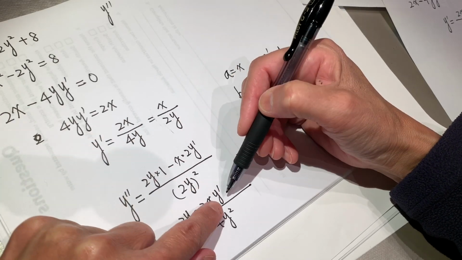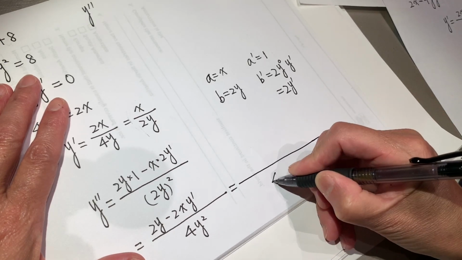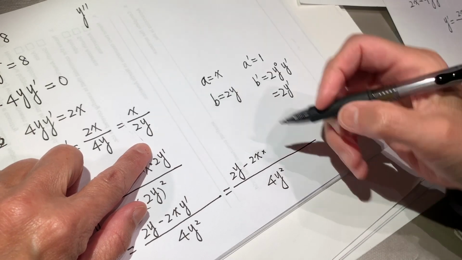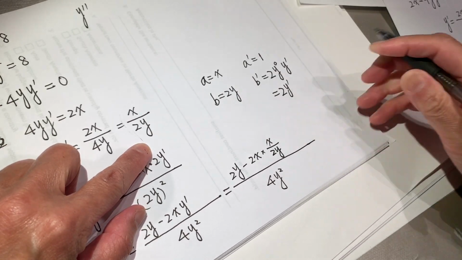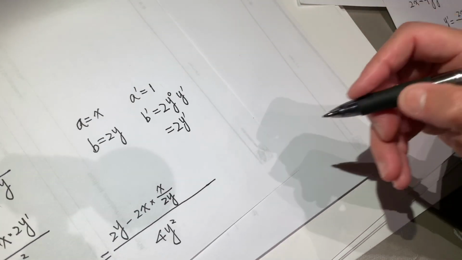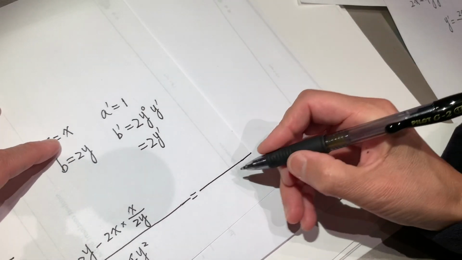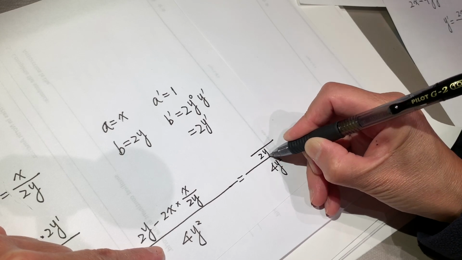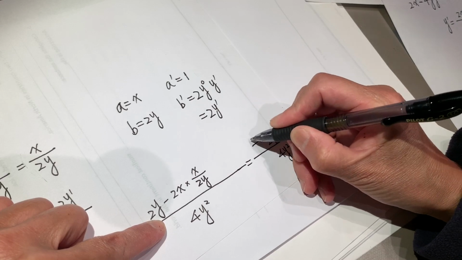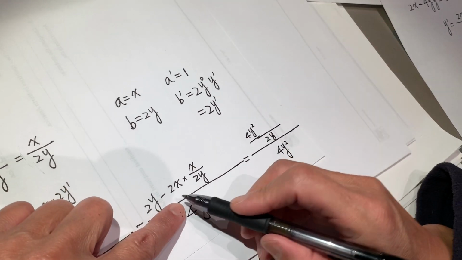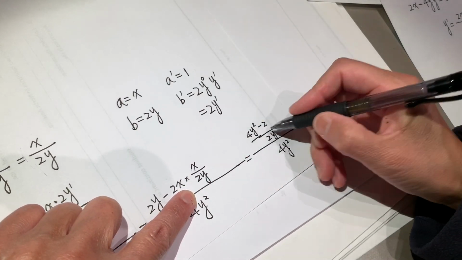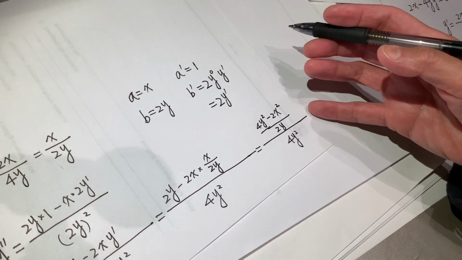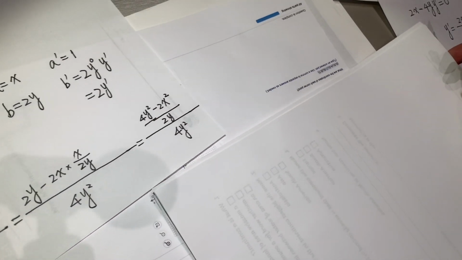Now we plug this y prime back in. So 4y squared, 2y minus 2x times x over 2y, right? Now we clean up a little bit, and the denominator we do not change, 4y squared, and the upper part is 2y. 2y times 2y is 4y squared minus 2x squared. So, oh, there are so many 2's. We can first write it down and then we clean it up.